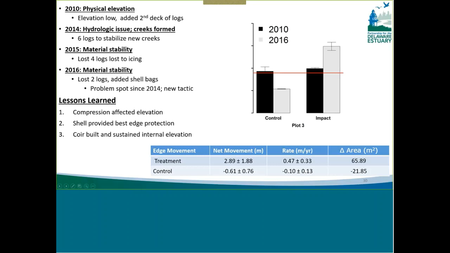But in our living shoreline, the elevation, we brought it up and we kept it up. This mean water line, remember, that's like the lower threshold for our target vegetation. So we've been able to maintain position above it. And these internal core logs help us do that, help provide the structure by burying them in there. Also, this is our edge movement here between our treatment and our control in this table down here. Negative is erosion, positive is moving waterward. And so our net movement was waterward in the treatment, continued erosion in the control, and our associated losses of area.